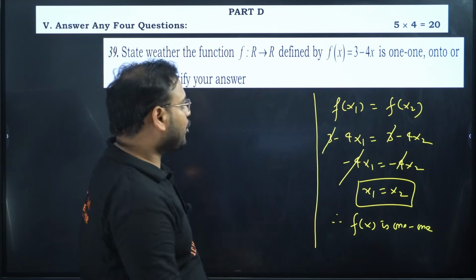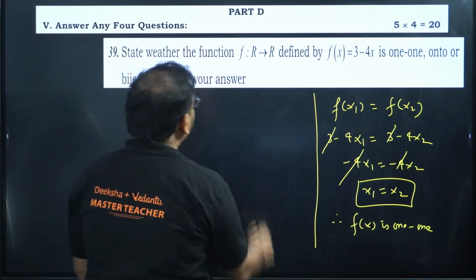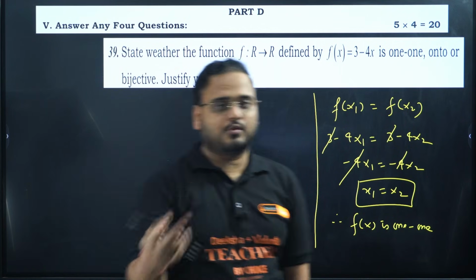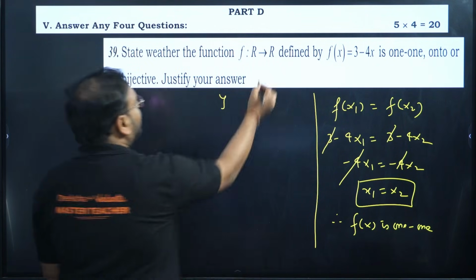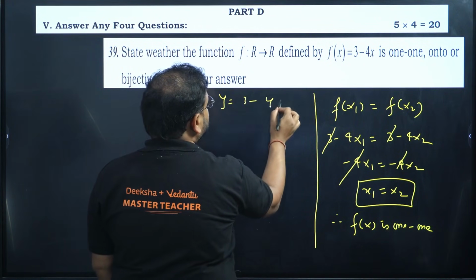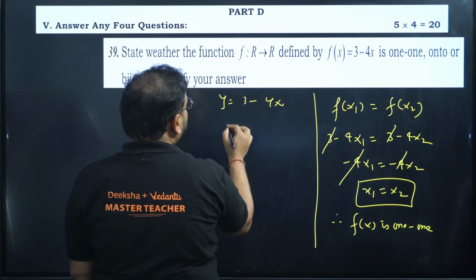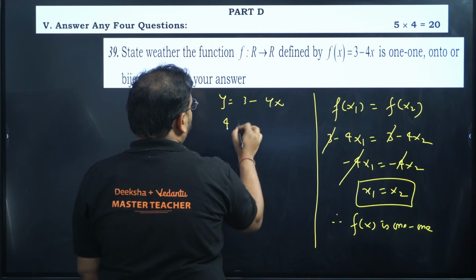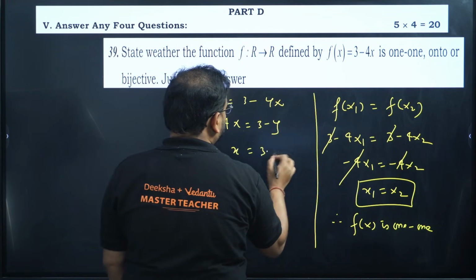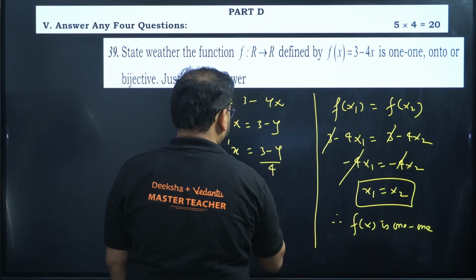Now we have to check for onto also. So how do you check for onto? We'll look to find the range. If the range is the same as the codomain, and you can see the codomain is all real numbers, right? So y equals 3 minus 4x is there. Make x the subject over here. So you'll get 4x equals 3 minus y, x equals (3 minus y) upon 4.